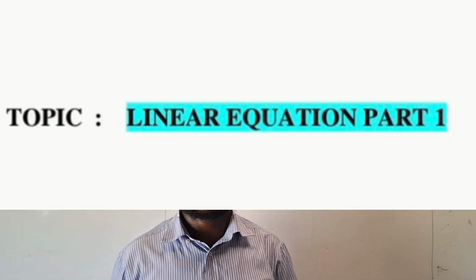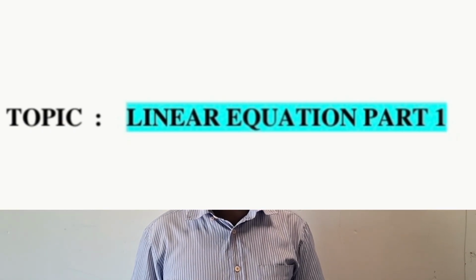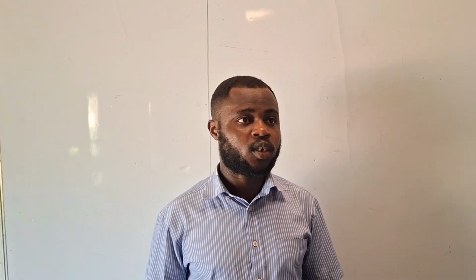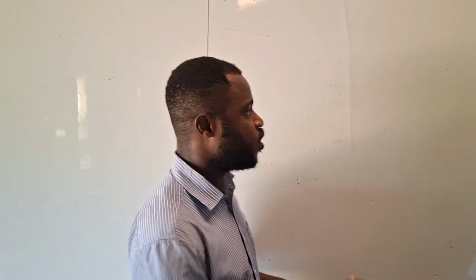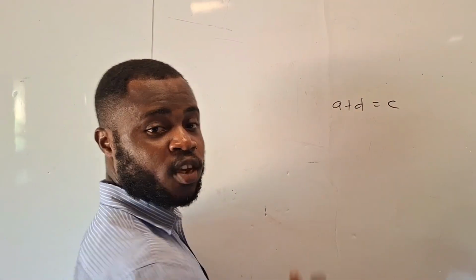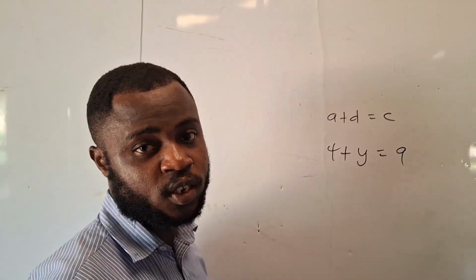Today we are going to have a lesson on one of the easiest topics in mathematics, which is equation, which is also the foundation of most of the mathematics principles we have. Now somebody will ask, what is an equation? An equation is any numerical statement that involves the equal sign. So any numerical statement you see with an equal sign is an equation. So when you see A plus D is equal to C, this is an equation because of the equal sign. If you see 4 plus Y is equal to 9, this is an equation because of the equal sign.